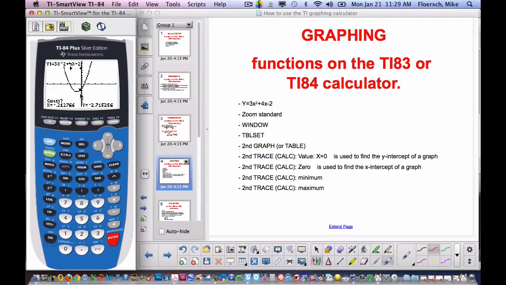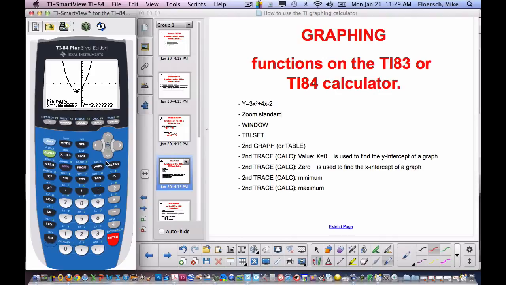It'll guess between those 2 points. I hit enter. My minimum is at negative 0.67 or negative 2/3 when my y value's at negative 3.33 repeating. That's my minimum point right here, my lowest point of my parabola.